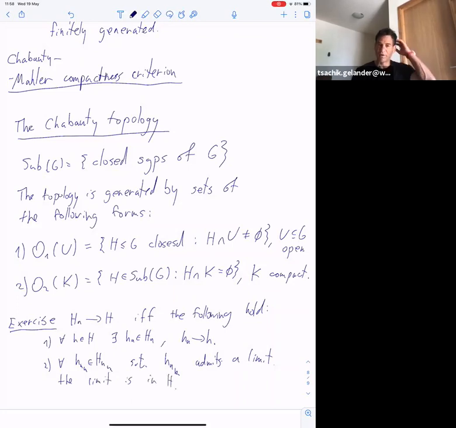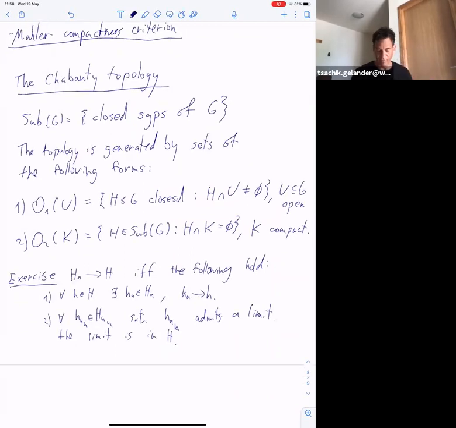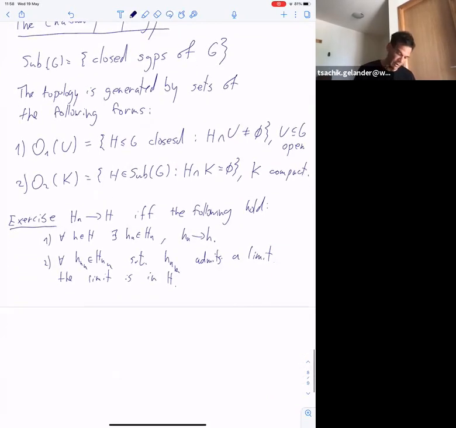So that's a sequential formulation of this topology. This topology, actually another exercise, this topology is metrizable. I will not go into that at this moment, but another exercise, which again, all these exercises can be found in the literature, like propositions with proof, but I think it's nice to think about them.